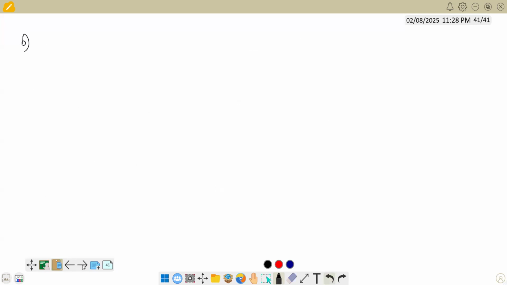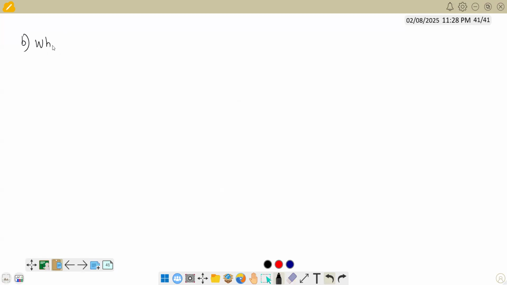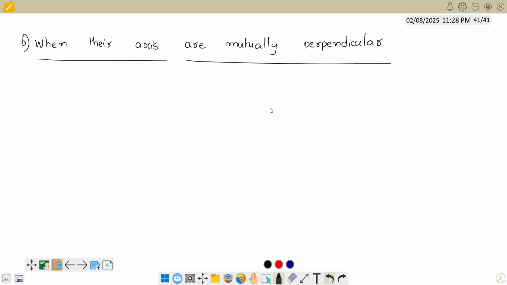The next one, when their axes are mutually perpendicular. So what is the meaning of their axes being mutually perpendicular? So F would be equal to mu naught by 4 pi, 3 m1 m2 divided by r power 4.